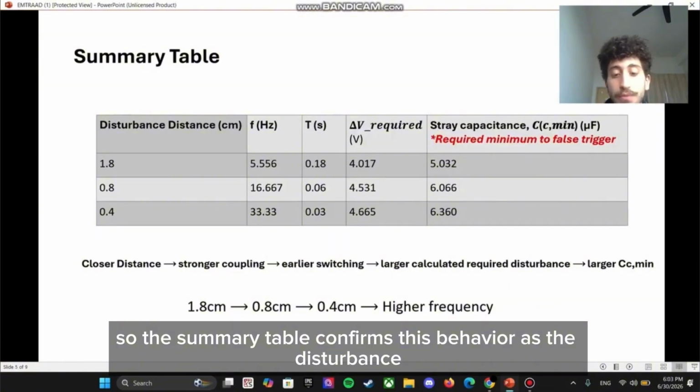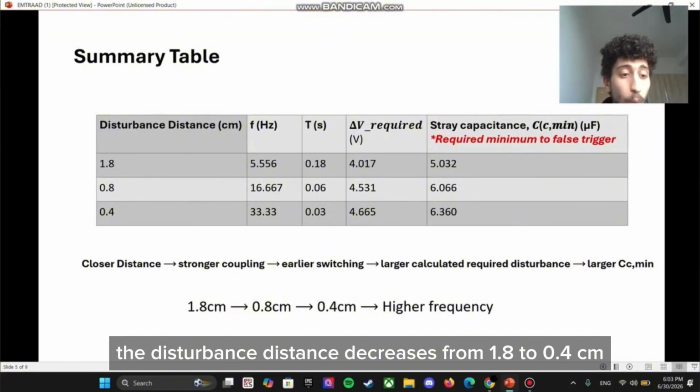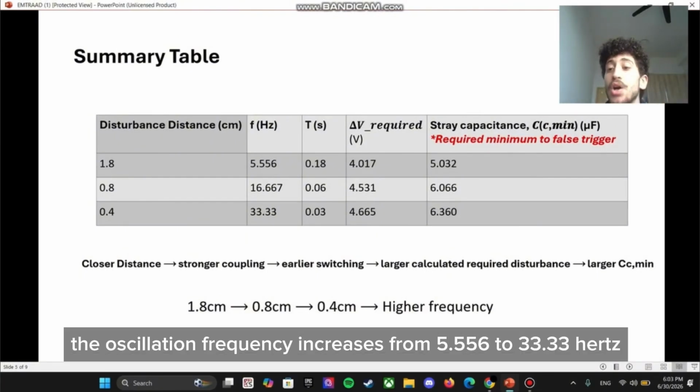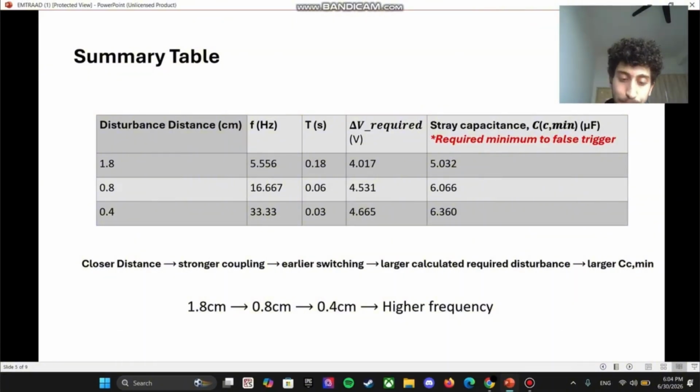So the summary table confirms this behavior. As we can see here, the disturbance distance decreases from 1.8 to 0.4 centimeters, and the oscillation frequency increases from 5.556 to 33.33 Hz, showing that stronger coupling produces a greater EMI effect.